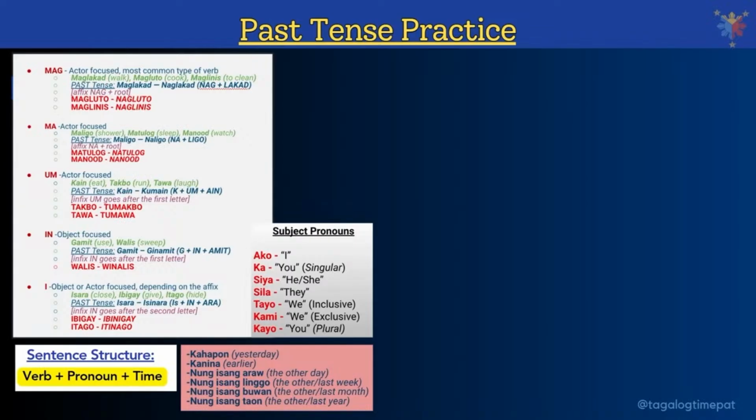Nung isang linggo is the other week or last week. Nung isang buwan means the other month or last month. Nung isang taon means the other year or last year.